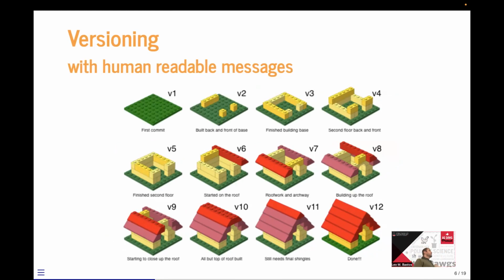Whenever we do a commit, we do that in a way that we provide a message of what was done. So let's say your first commit here, the message is first commit, and then the second commit says build back in front of the base. The third one is finish building base, and so on. So you add a short yet descriptive sentence to remind your future self of what happened in that new Git commit that you did, in that snapshot of your files in time that you just did.